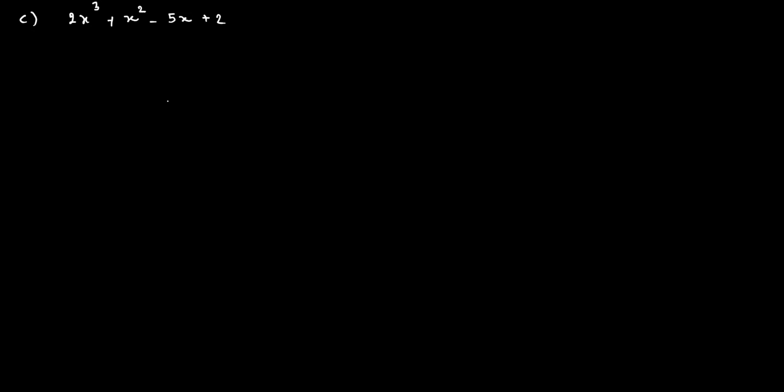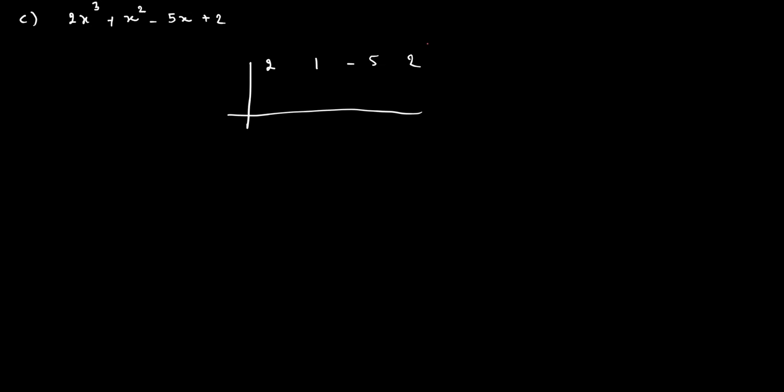So in this case, what's best to do is to see if Horner can help us out. Okay, so let's rewrite it. What do we find? We find 2, 1, minus 5, and 2. These are basically the numbers we're going to work with in Horner.